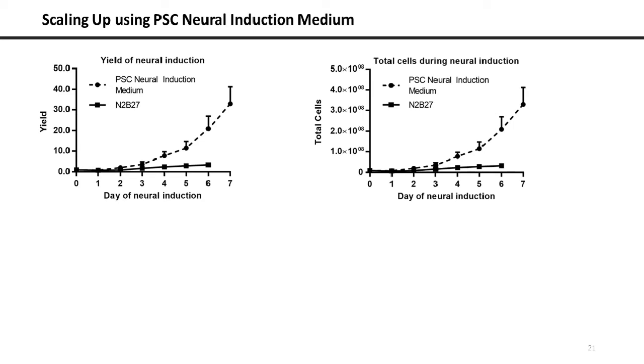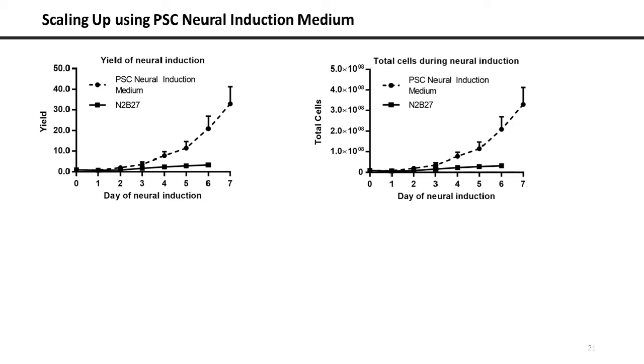And another great thing of using this medium, the NIM, is that using the B27, we usually obtain, after 6 days, a 3.5-fold change in the cell number. So with the NIM, we were able to increase this by 10-fold. So we were able to obtain around 35-fold change after 7 days of induction, which would lead us to have more than 300 million neuroprogenitors in only 180 ml spinner flasks.